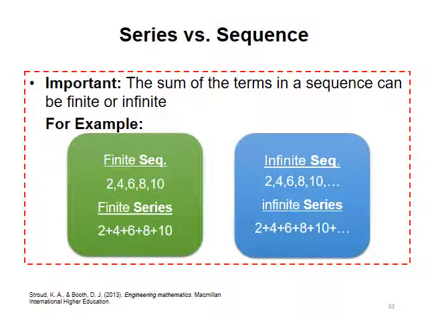Now for sequence and series, don't forget: in a sequence we separate the terms by commas, and in a series we separate them by plus or minus. But again, we have finite, as you can see here. These are finite sequences or finite series, or infinite, because we have dots here, as you can see. Infinite sequence or infinite series.